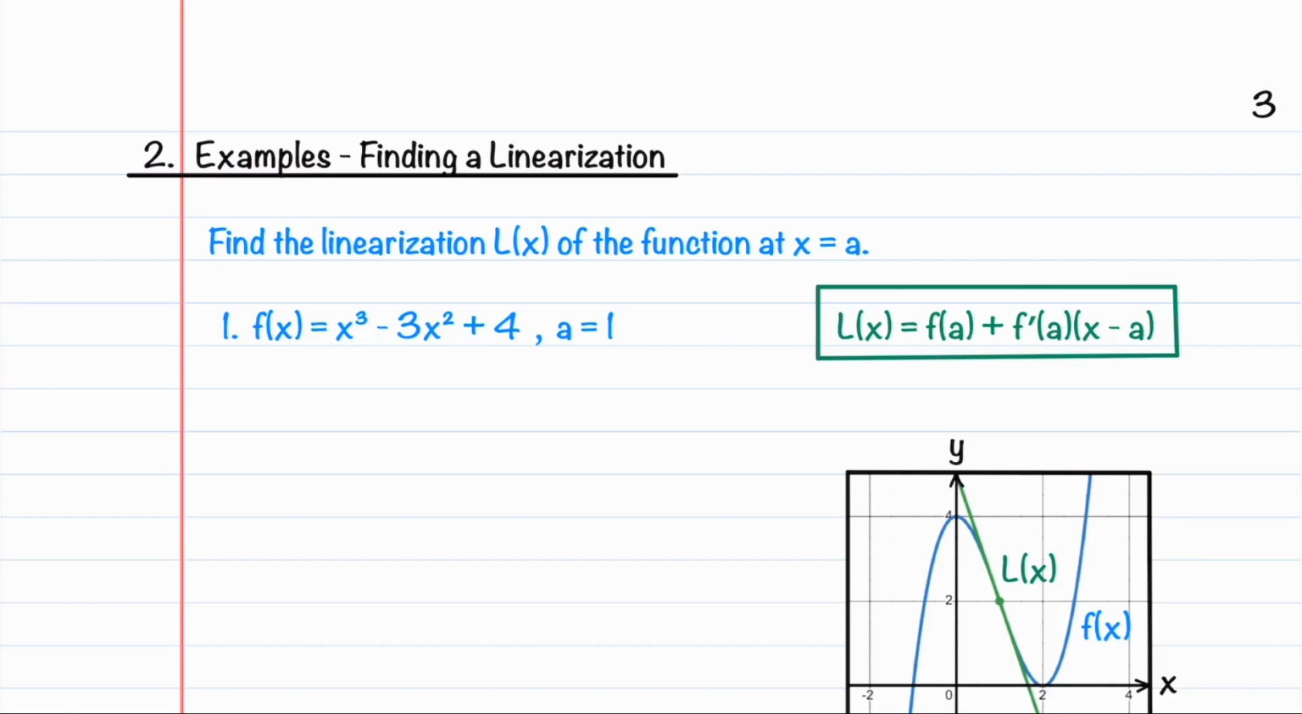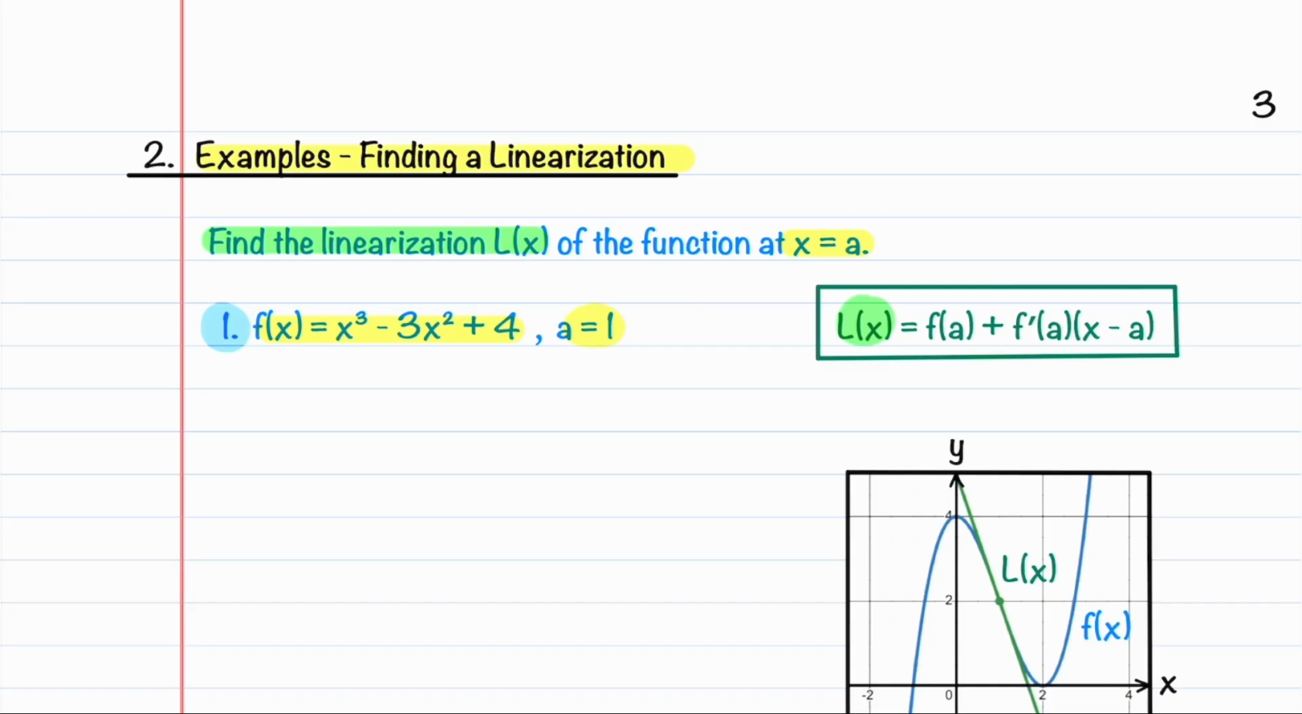We're now going to walk through two examples where we are going to find a linearization. We want to find the linearization L of x of the function at the point x equals a. The first function that we are going to be finding the linearization of is f of x equals x cubed minus 3x squared plus 4, and we are going to be finding that linearization at the point a equals 1. I've written down the formula for the linearization L of x, and it's just f of a plus f prime of a times x minus a.